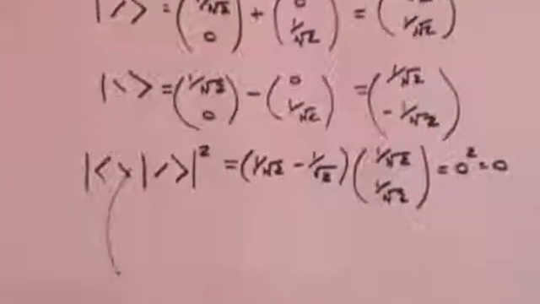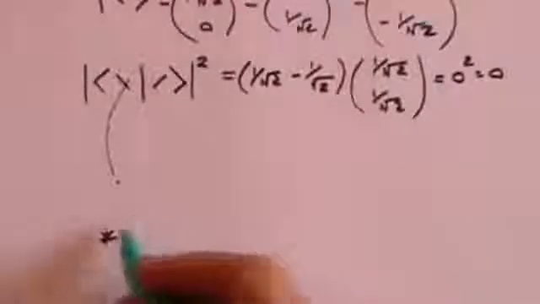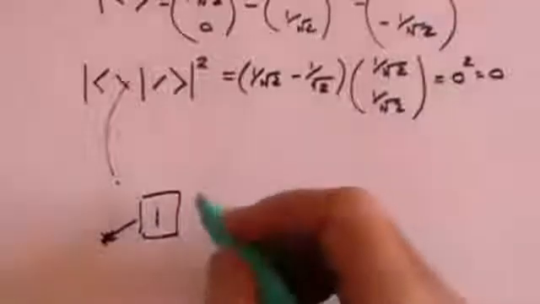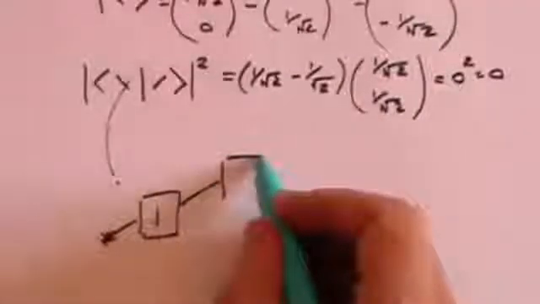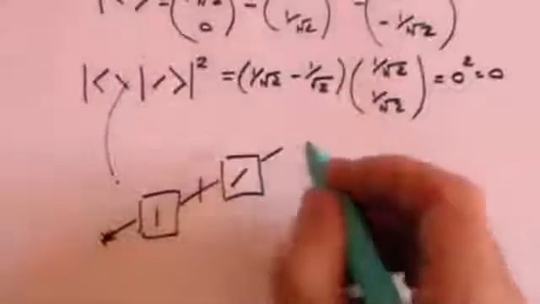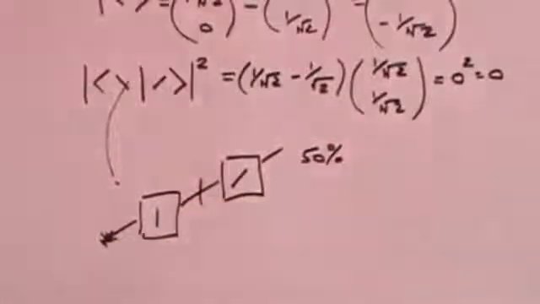Okay, so let's see if we can test it a little bit further. We take our unpolarized light and we put it through a vertically polarized polarizer. It comes out, it's vertically polarized of course, and now we put it through a forward slash polarizer. And the question is, what proportion will go through? What's the probability the photons will go through? We already know from classical mechanics, 50%.